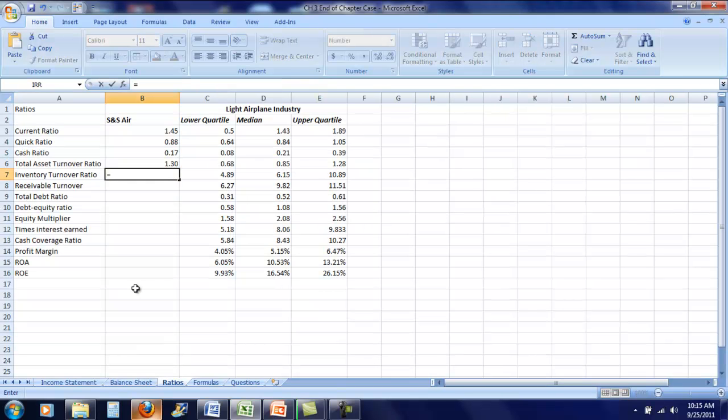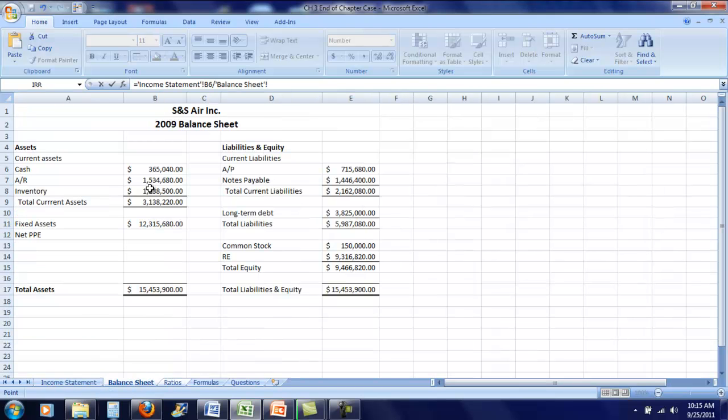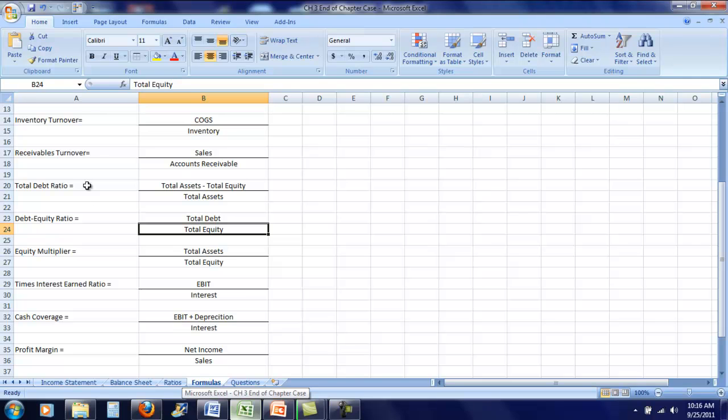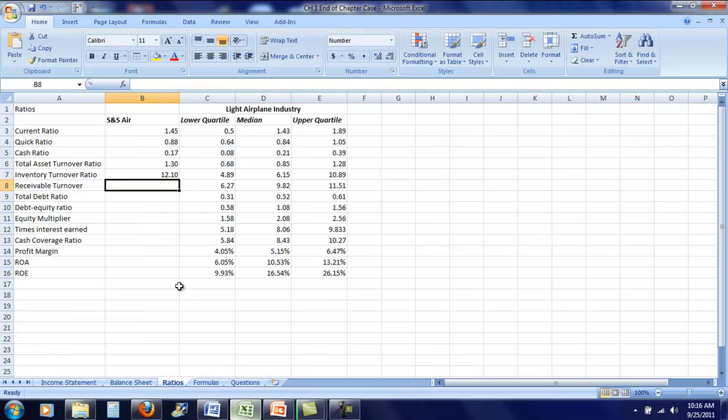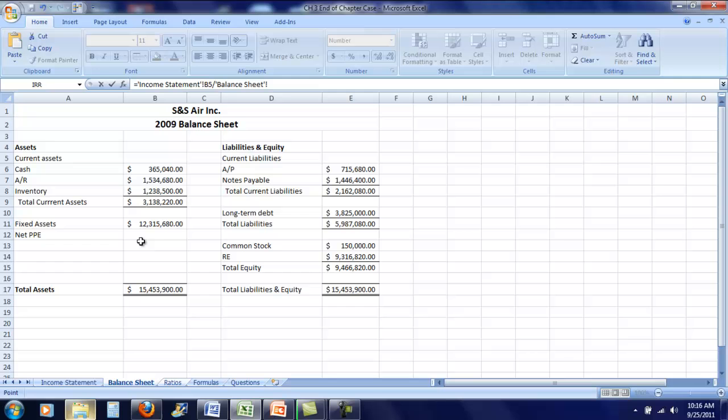Now when we're talking inventory turnover ratio, this is going to be cost of goods sold divided by inventory, which is our balance sheet. Our receivable turnover, this is like our cash collection. How good is our credit policy? And so we're going to take our formula. And if you're not sure what the formula is, make sure you flip over here. It's sales divided by accounts receivable. So, equals sales divided by accounts receivable.